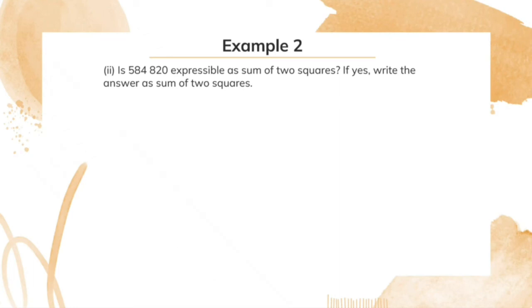Okay, next example is: is 584,820 expressible as a sum of two squares? If yes, write the answer as a sum of two squares. So firstly, we have to know whether this integer is a sum of two squares or not. So let me check. Firstly, we have to factor it into primes and we'll get 2 squared times 3 to the power of 4 times 5 times 19 squared. We have 3 primes with even power and 1 prime with odd power.